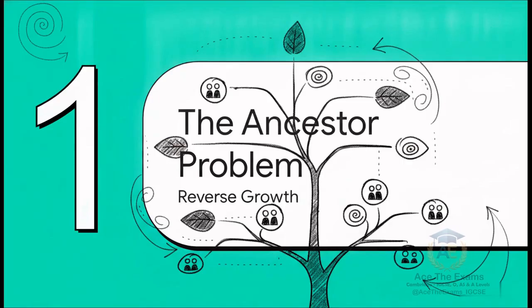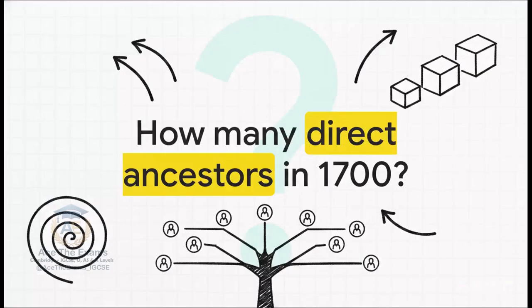All right, part 1, the ancestor problem, or as I like to think of it, exponential growth in reverse. This is literally the perfect starting point because it takes a big, abstract math concept and grounds it in something incredibly relatable, our own human family history. So, try this thought experiment for a second. You have 2 parents, right? And each of them has 2 parents, giving you 4 grandparents.